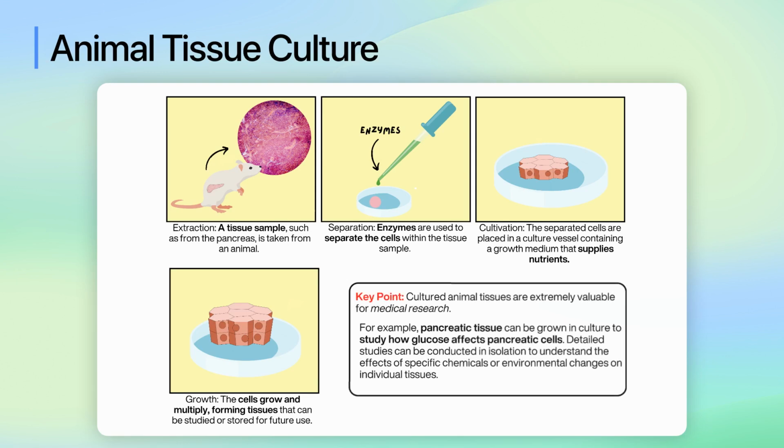A key point to note is that cultured animal tissues are extremely valuable for medical research. For example, pancreatic tissue can be grown in culture to study how glucose affects pancreatic cells. This allows scientists to conduct experiments on tissues in isolation, free from the complications and external factors present in whole organisms. Detailed studies can be conducted to understand the effects of specific chemicals or environmental changes on individual tissues.